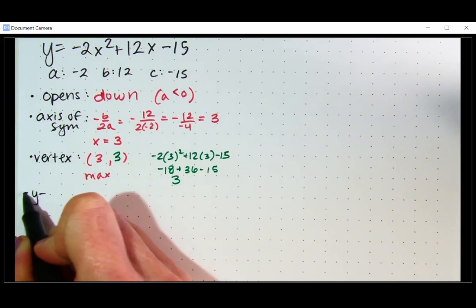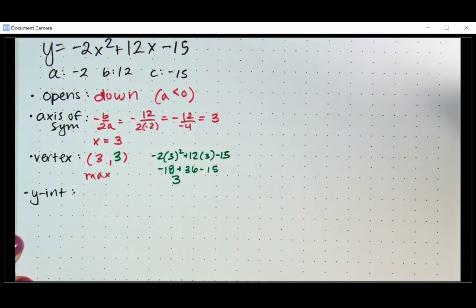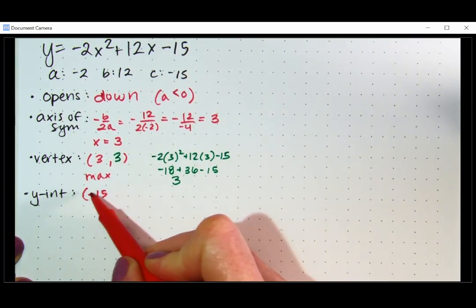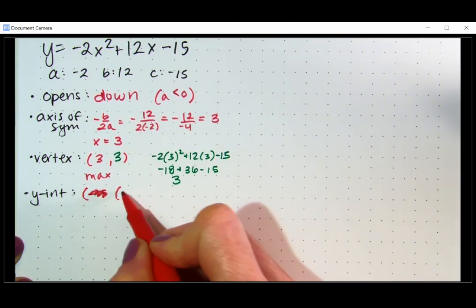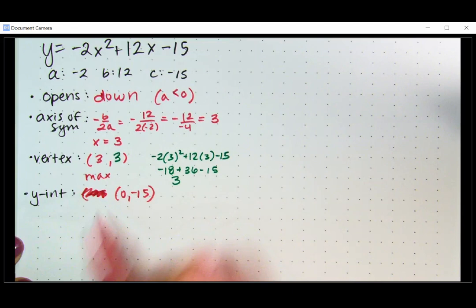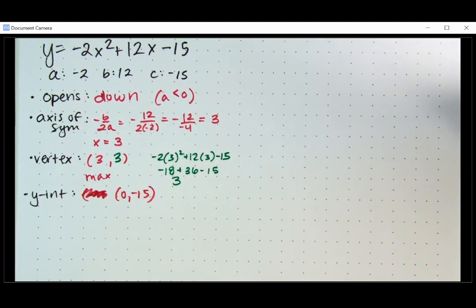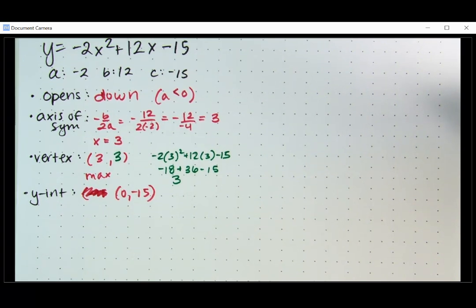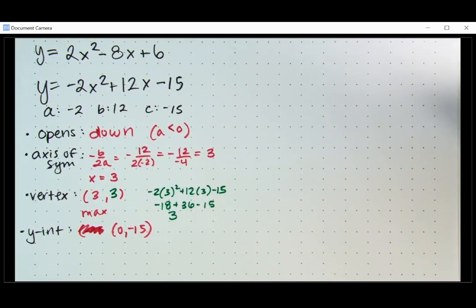Last thing we want to find is the y-intercept. And the y-intercept is going to be 0 and then our c, which is negative 15. Okay, now that y-intercept is beyond where our graph is going to be seen from. And so sometimes that's going to happen where it isn't really helpful when we graph, but it is something that's good to find anyway. And you'll see why I say that in just a second here.